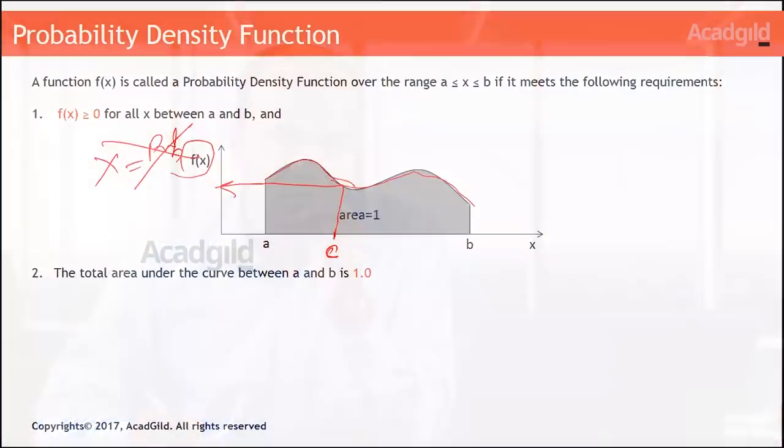This is a very common mistake that students make. You cannot calculate the probability of a random variable by the value that you get from substituting that random variable in the probability density function. The probability always comes from area under the curve, and it's always for a range. It is never for an individual value. So if I want to calculate the probability from number C to D, then that will be this area.